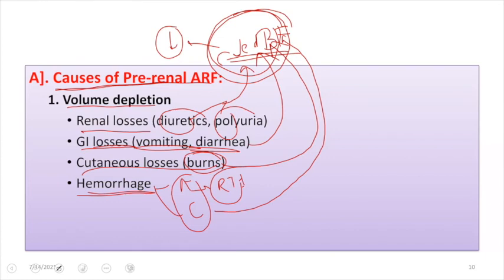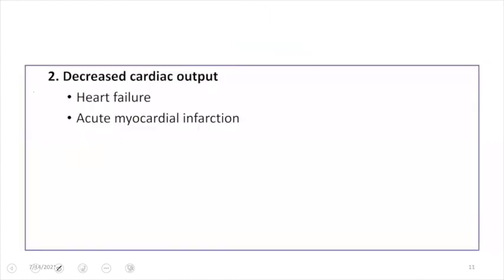So these are the pre-renal causes of acute renal failure. The first cause that we discussed was volume depletion. And decreased blood flow to the kidney can also be due to a decrease in cardiac output. Whenever there is a decrease in cardiac output, a lesser amount of blood will reach the kidney, and if the kidney is normal, that condition is known as pre-renal azotemia.